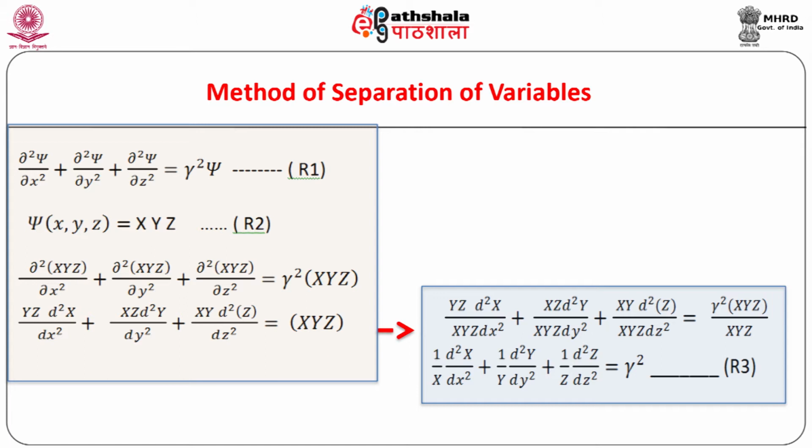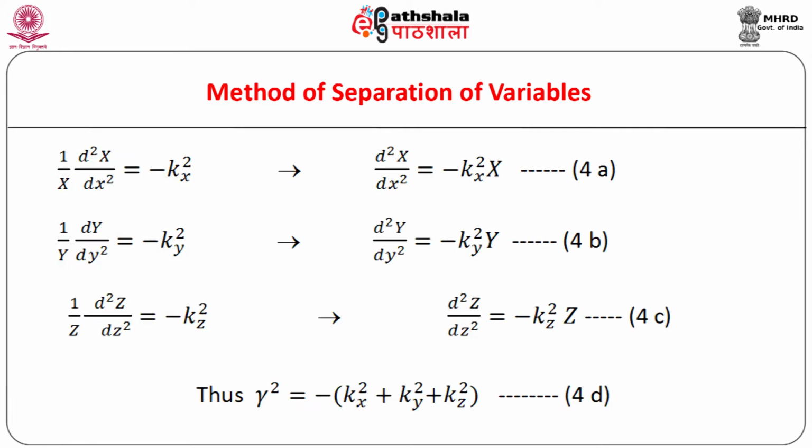Each term on left hand side of equation R3 is a function of only one variable, while the right hand side is a constant. This observed fact allows us to write the equations in the form as shown. The set of equations called as 4a, 4b and 4c, they are ordinary differential equations.